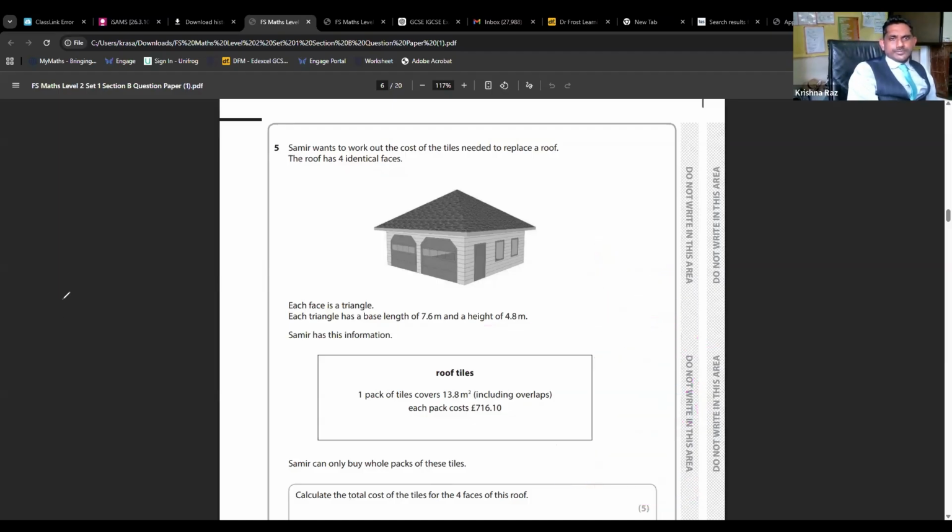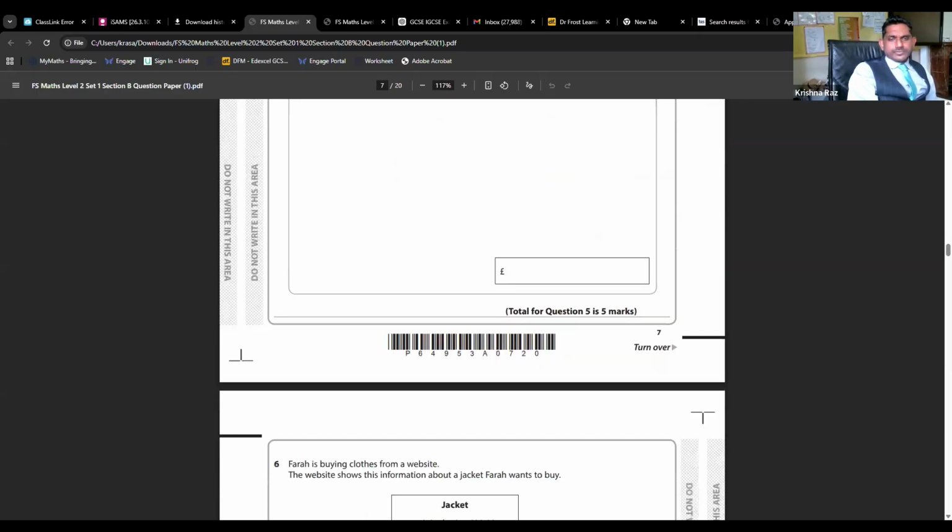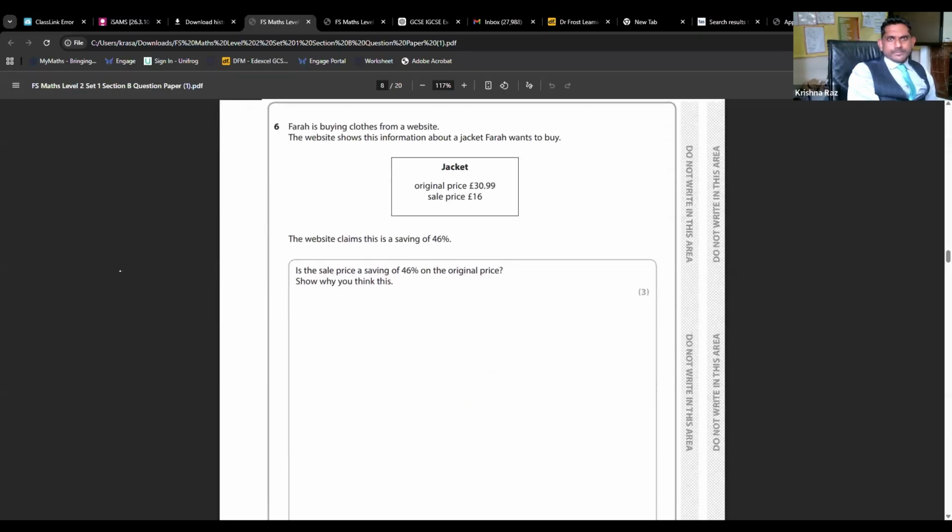Next one. The original price, that's the sale price. Yes, so how much is the saving? We have to subtract these. So £30.99 minus 16 is £14.99. That's the saving.